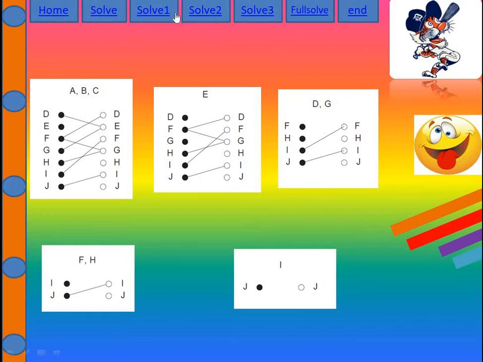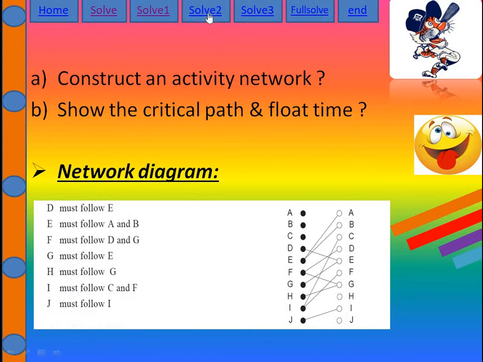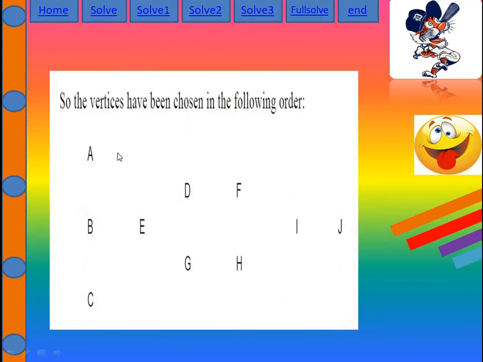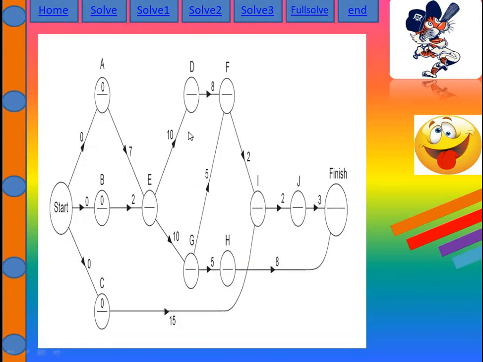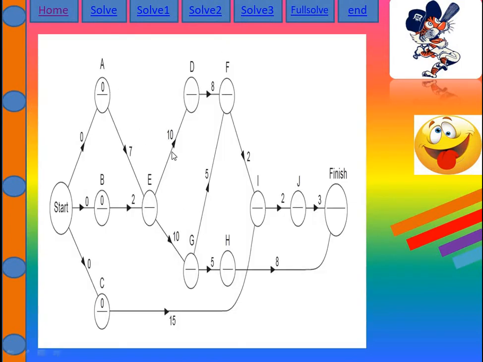So the next step is we need to find our critical path and forward time. After deleting, I find the vertices. First I delete A, B, C, then E, then D, G, then F, H, then I, and at last J. So now I do my critical path. Here is my critical path, and these values 7, 10, 9, 2, all of them are given in my duration, so I just put them into my critical path.